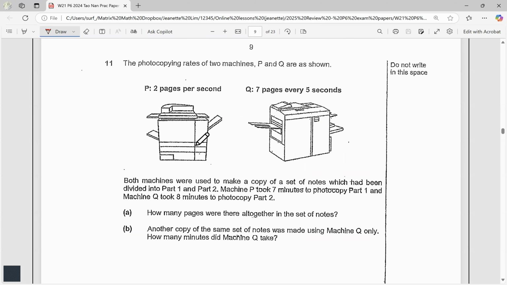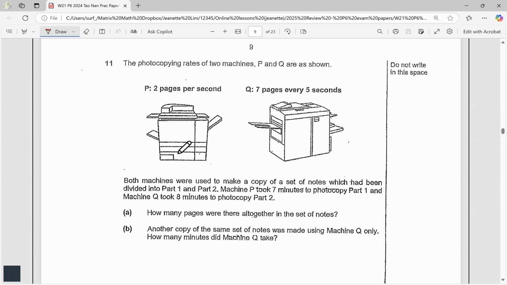Question 11. Photocopying rates of two machines P and Q are as shown. P can photocopy 2 pages per second. Photocopier Q can photocopy 7 pages every 5 seconds. Both machines were used to make a copy of a set of notes, which had been divided into part 1 and part 2. P took 7 minutes to photocopy part 1, and Q took 8 minutes to photocopy part 2. How many pages were there altogether in the set of notes? Which means your part 1 and part 2 added up together.